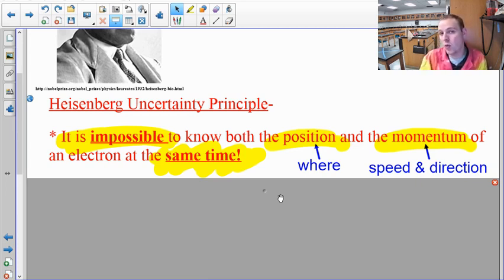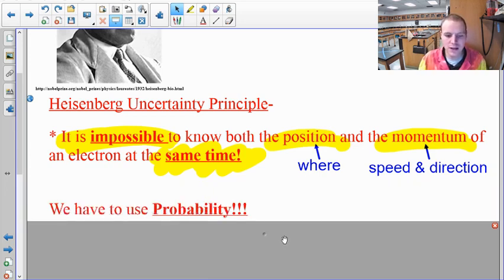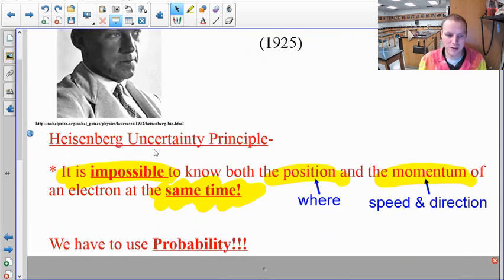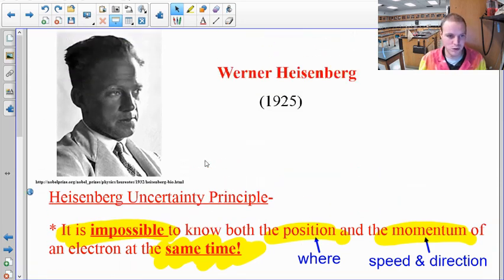We can kind of figure out one of those in a moment of time, but we can't know both of them at the same time. So we have to talk in terms of probability. Instead of saying the electron's here and it's going here, we say the electron's probably somewhere around here and it's probably kind of going this way. So we had to talk a lot more in terms of probability. Heisenberg's uncertainty principle sort of led us to that.